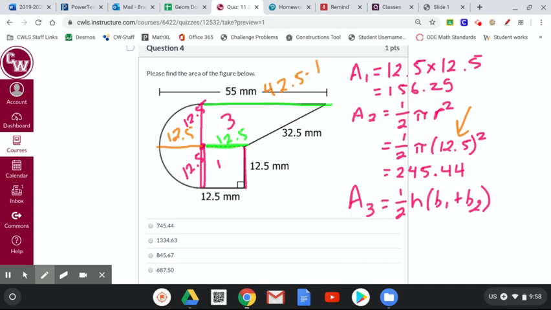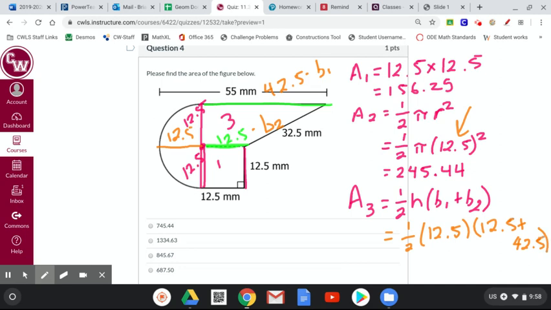That's one of our bases. We can call that base 1. We can call that base 2. And our height is just going to be 12.5. So when we plug that in our formula, it's just going to be 1/2 height, which is 12.5, times 12.5 plus 42.5. Kind of running out of space here. Plus 42.5.